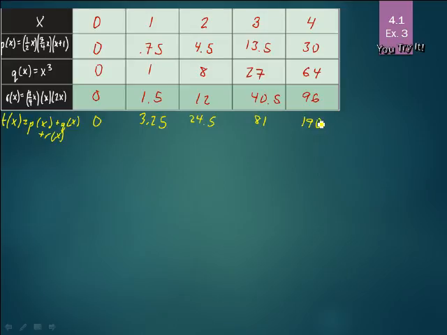And now we can find the differences of these, and that will help us know what type of equation it is. So doing 190 minus 81, we get 109. 81 minus 24.5, we get 56.5. 24.5 minus 3 and 25 hundredths, we get 21 and 25 hundredths. And then 3 and 25 hundredths minus 0 is just 3 and 25 hundredths.